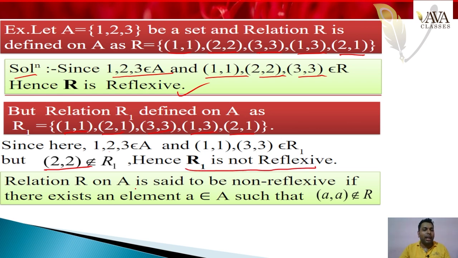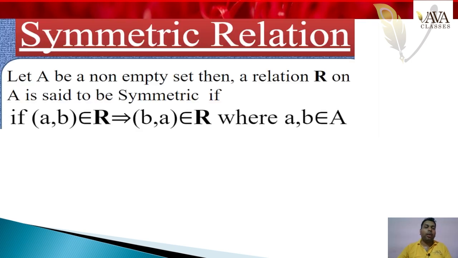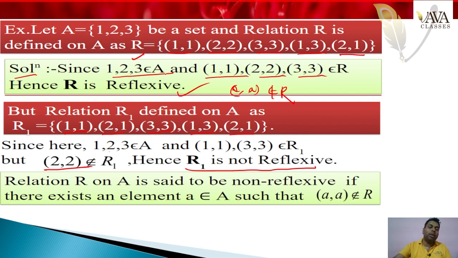A relation R on A is said to be non-reflexive if there exists an element a belonging to A such that (a, a) does not belong to R. If for at least one element, (a, a) does not belong to R, we say the relation is not reflexive. You can create such an example yourself by considering any set A. Suppose A = {a, b, c} and (a,a), (b,b), (a,c) belong to R. Then this relation is not reflexive because (c,c) is not in R. So you can do it yourself.